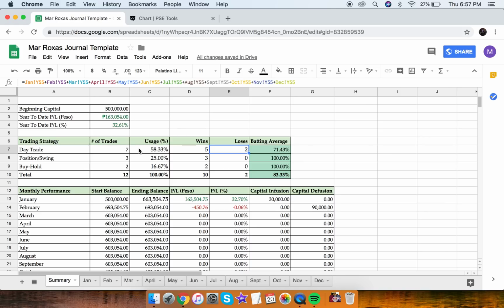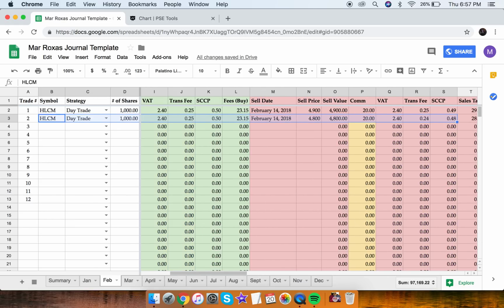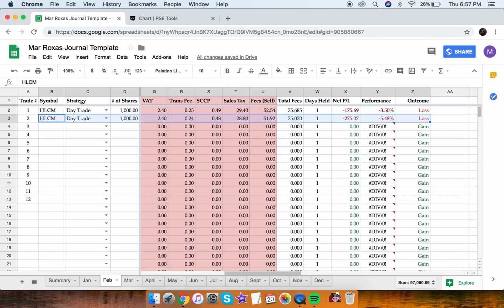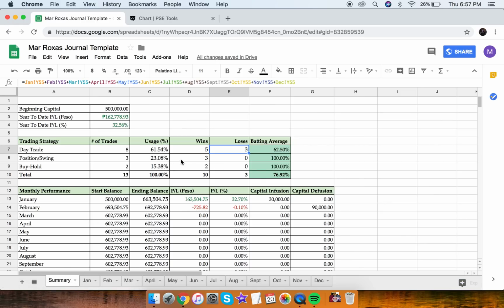Okay? So, i-test natin ngayon yung template natin. Dito sa February, magdagdag tayo ng another entry. Dagdagan natin ng another loss. Sa summary natin, nakalagay doon na 2 ang loss, di ba? Ngayon, naglagay tayo ng another loss. Same entry, day trade. So, sa summary, nadagdagan na ngayon yung loss natin. Of the 8 trades na ginawa natin under day trading strategy, 5 wins, 3 losses. Ang equivalent nun ngayon is 62.5% na batting average. That means that we are correct 62.50% of the time.